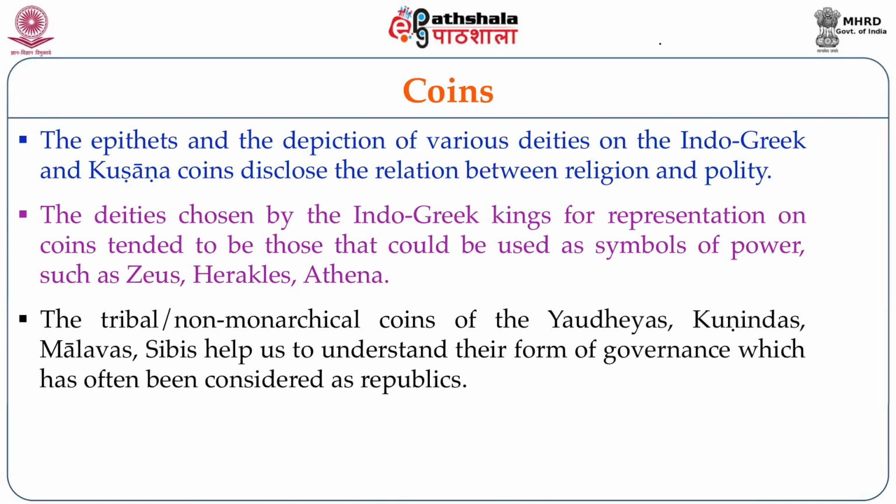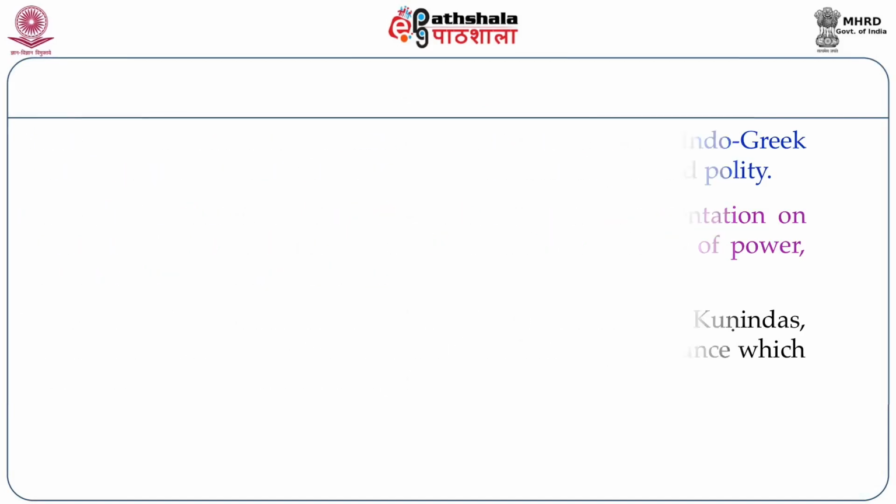The tribal, non-monarchical coins of the Yodhyas, Kunindas, Malavas, Sibis help us to understand their form of governance, which has often been considered as republics, but they could be a kind of oligarchy, or as Romila Thapar says, a kind of proto-state.